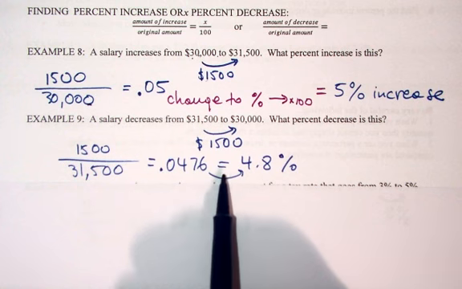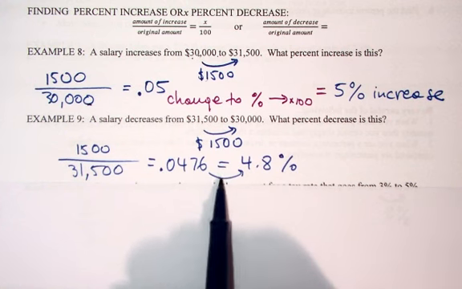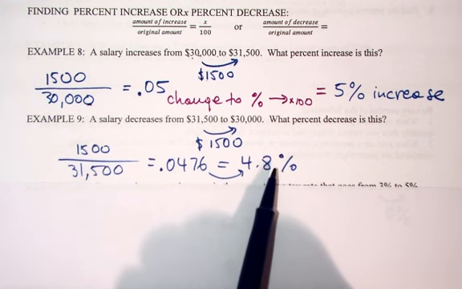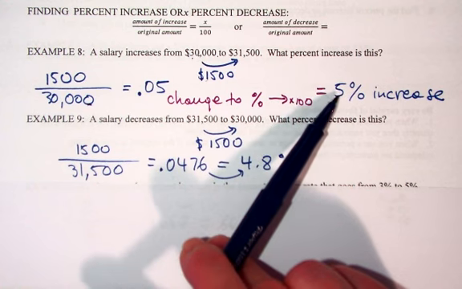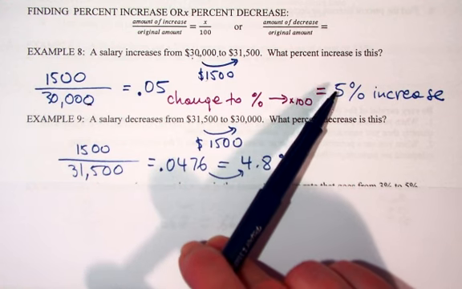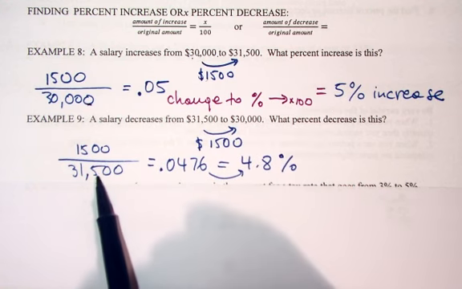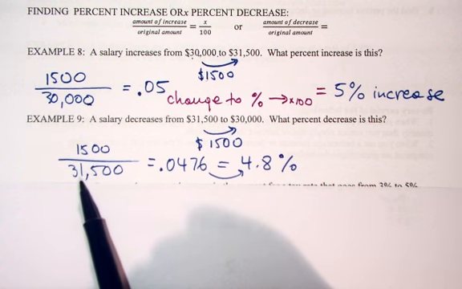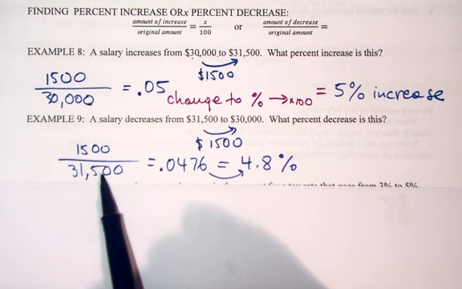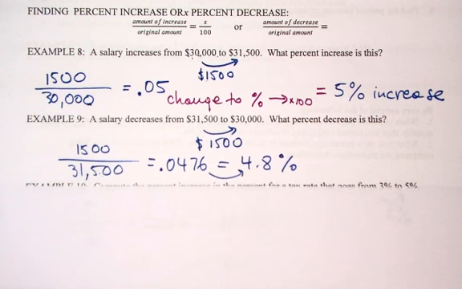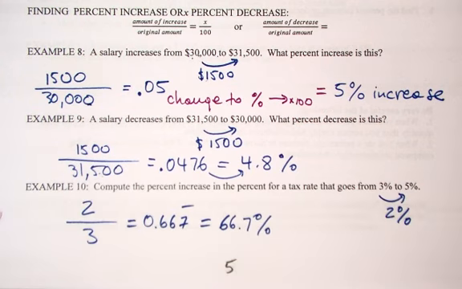That's different than the 5% we found in the first example. That's because our original amount that we're dividing by is different. We're dividing by the higher salary here because this example is about percent decrease. And finally, on this page, we have this example. Compute the percent increase in the percent for a tax rate that goes from 3% to 5%.